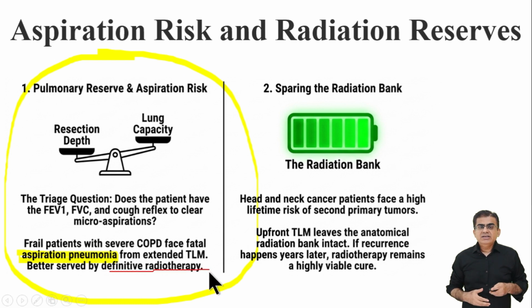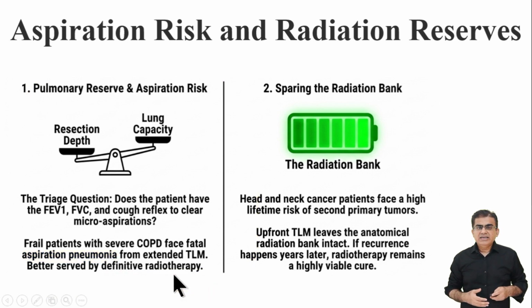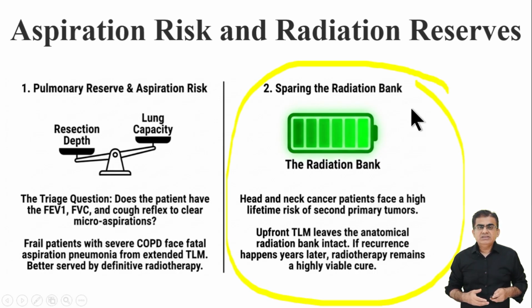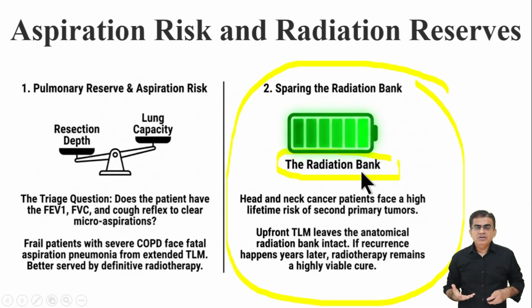Now look at the glowing green battery icon on the right side of your screen. This presents the patient's radiation bank. What does radiation bank mean? Many of our laryngeal cancer patients are heavy smokers. Because of this, they carry a very high lifetime risk of developing a second primary tumor in the head and neck. If we treat their first early glottic cancer with laser surgery, we leave their radiation bank completely intact.